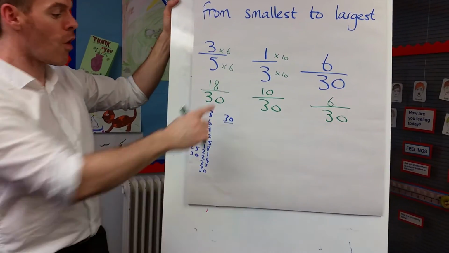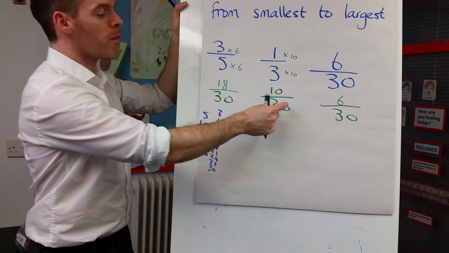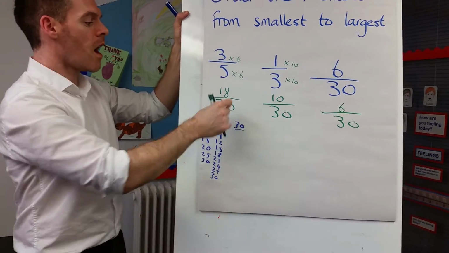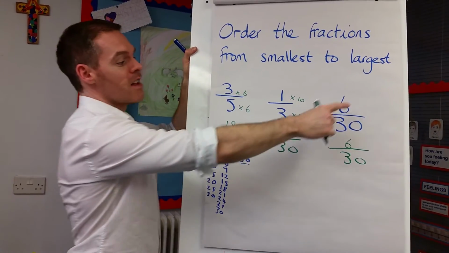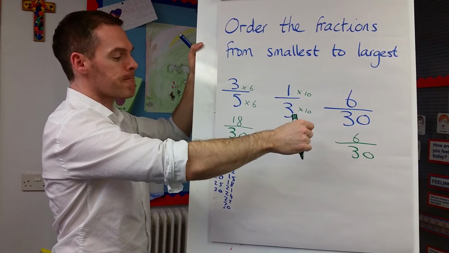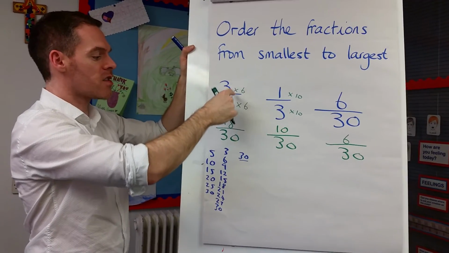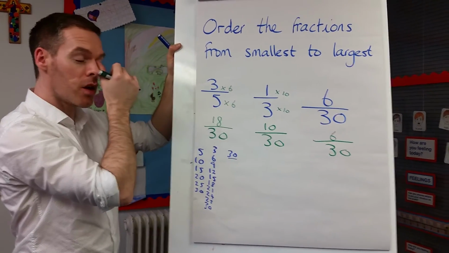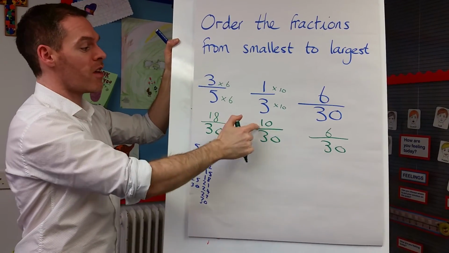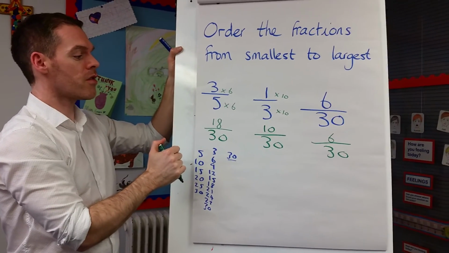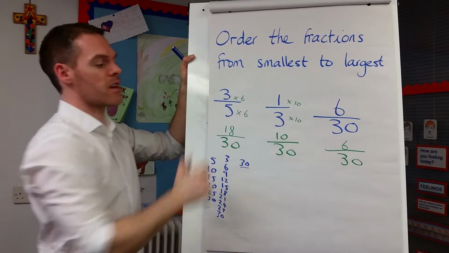Now I can compare them, because they've all got the same denominator. We can see that 6 thirtieths is the smallest, followed by 10 thirtieths, which is the next smallest, and 18 thirtieths, which is the biggest. Okay? Therefore, that means that 6 thirtieths is my smallest fraction. 1/3 is the second smallest, and the biggest fraction is 3/5. Okay, and again you can compare by how much bigger. 3/5 is 8 thirtieths more than 1/3, and 1/3 is 4 thirtieths more than 6 thirtieths.